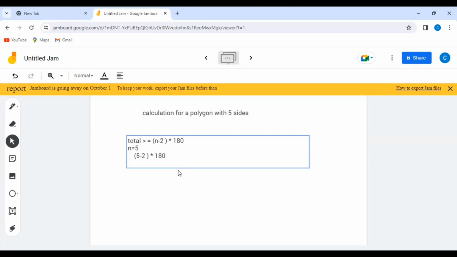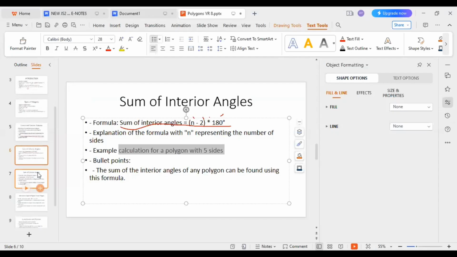180. So 5 minus 2 is what? It is 3. That's 3 multiplied by 180. Let's calculate it. 3 multiplied by 180 should be 540. So the total angle is 540. Simple. You can see that these calculations are very simple. So the sum of the interior angles of any polygon, we make use of this formula.